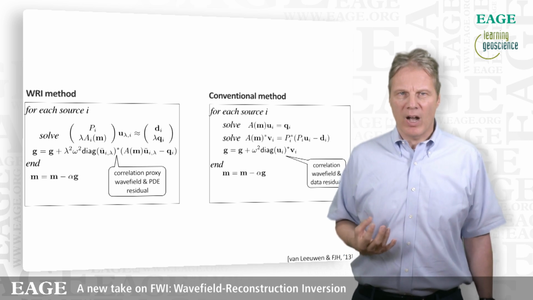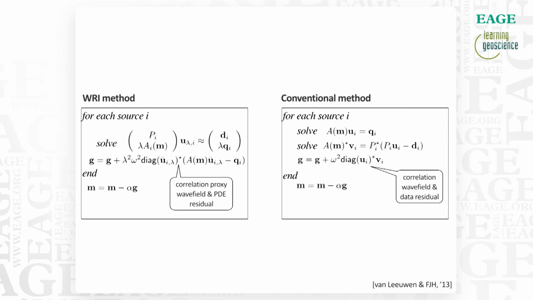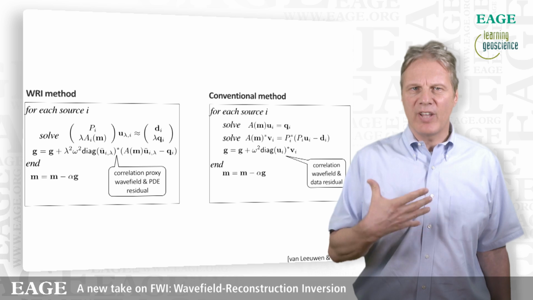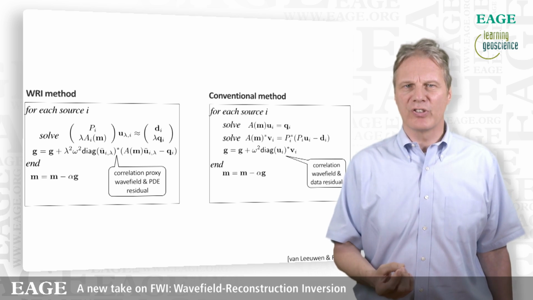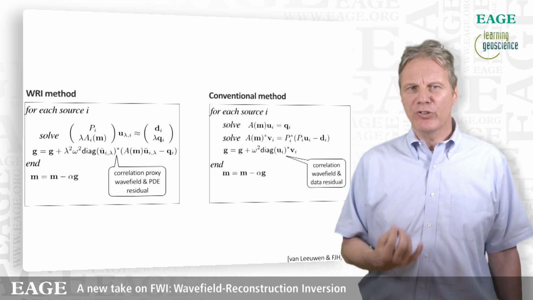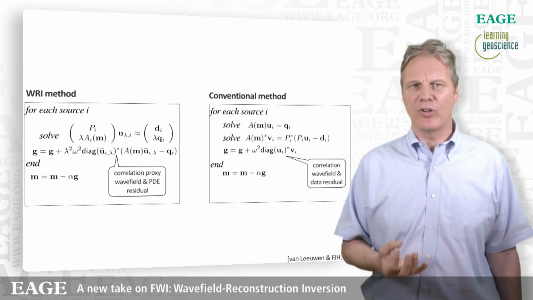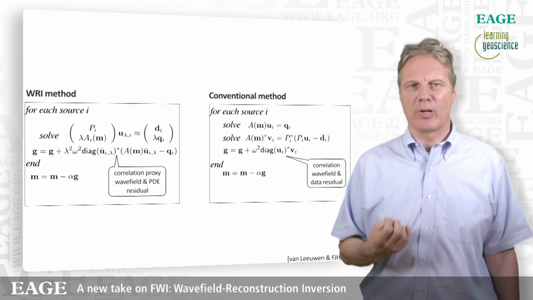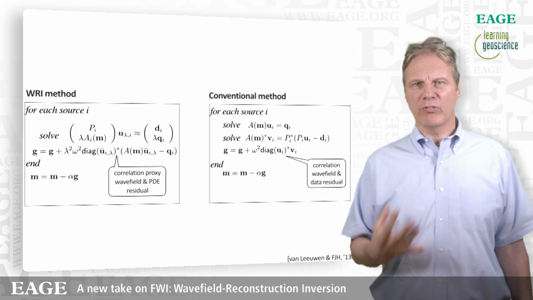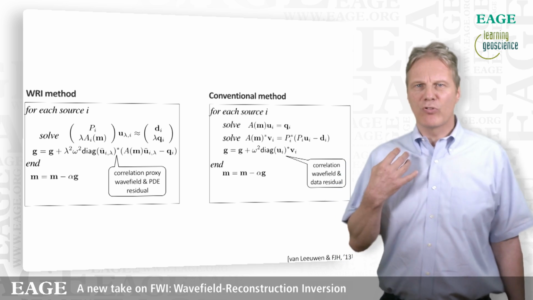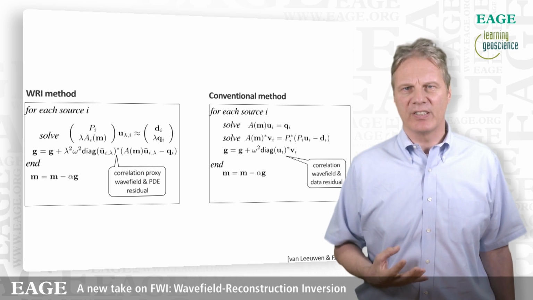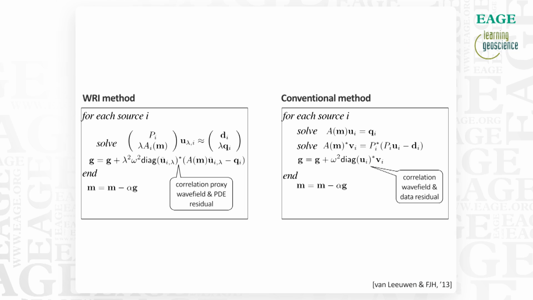So in the end, what we end up with now is a very simple algorithm where we can loop over the different sources, where on the left you see the WRI method, where you can have the gradient updates, which are now made out of a correlation between the solution of that data augmented wave equation that gives these proxy solutions and the PDE residual. Those give the gradients, they accumulate over sources, and then we can use that as an update after a line search parameter alpha. Whereas on the right, we have the conventional method, where we have to solve both the forward and the adjoint wave equation, and where the gradients are given by the correlation of the wave field and the adjoint wave field, which are very different.